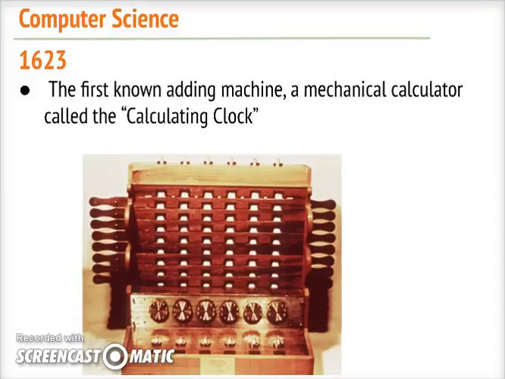And we move to talk about computer science, because cartography is hand drawing, making maps. However, while developing GI science, we use computers, and it's good to know something about the history of computer science development. You can see this is a picture of the calculating clock, the first known adding machine.